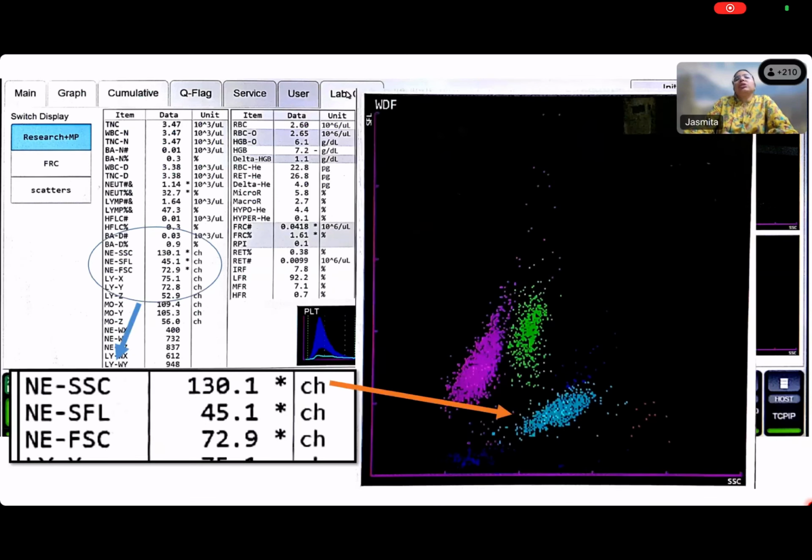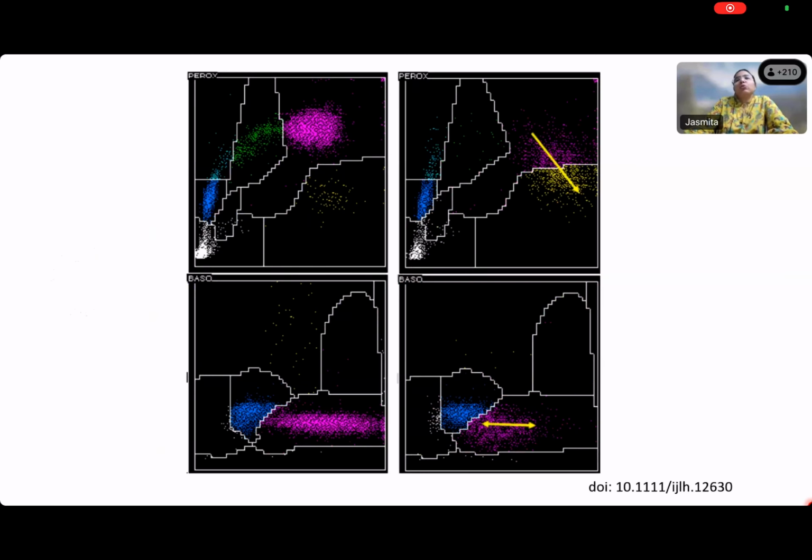Now, most of your modern cell counters also give you some indicators. That is a low neutrophil side scatter and side fluorescent light, all in the ADVIA series of cell counters. This is how the patient of MDS has a reduction in the peroxidase activity or higher peroxidase activity and a lower size in the neutrophils.